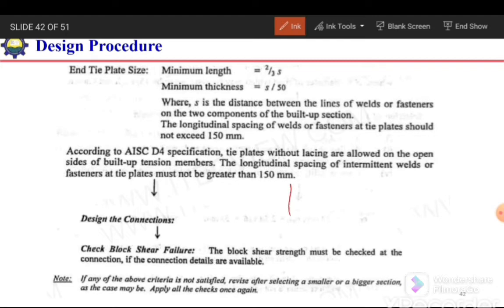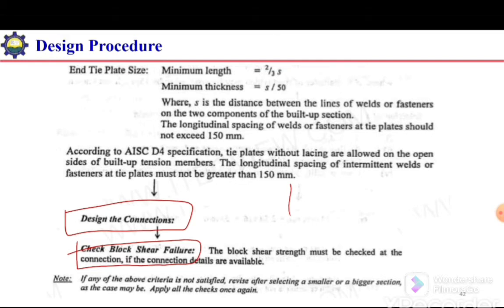Okay, so after that we need to design the connection. This will be covered in the last chapter. And finally we need to check for the block shear. Once we have the connection detail, then we can check for the block shear, and the block shear strength should be more than the strength corresponding to tensile yielding and tensile rupture. At the end, if any of the criteria is not fulfilled, then we need to revise our section. Either we need to go for a larger depth or a heavier section, depending upon the situation.